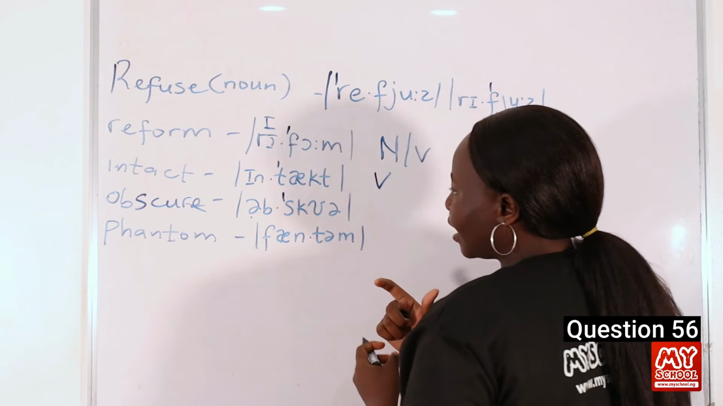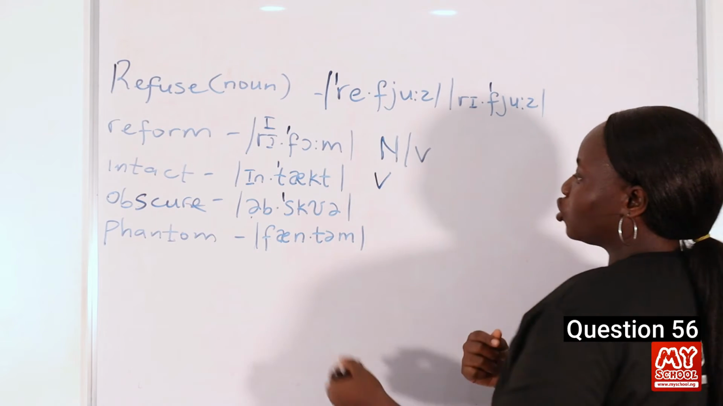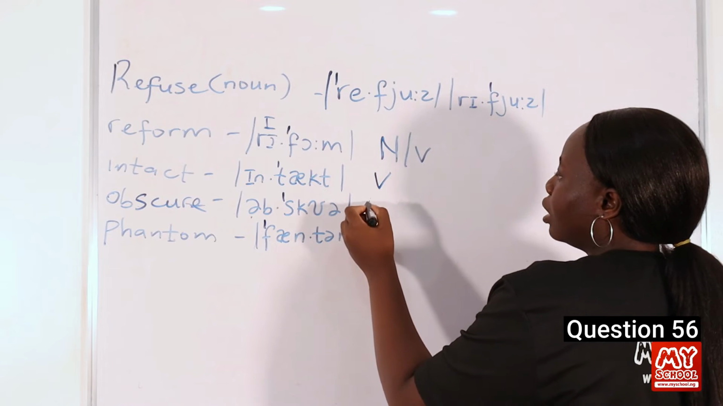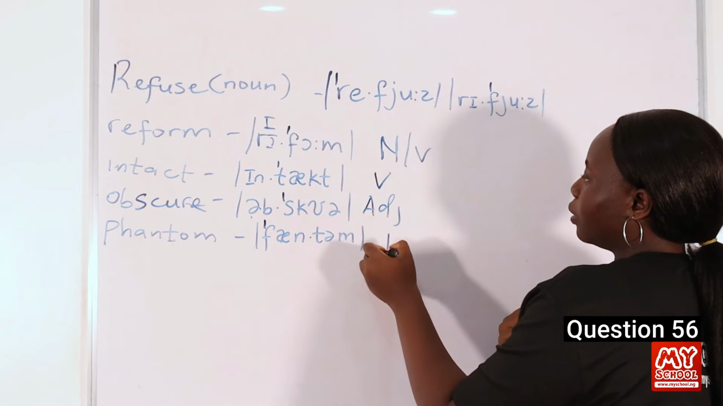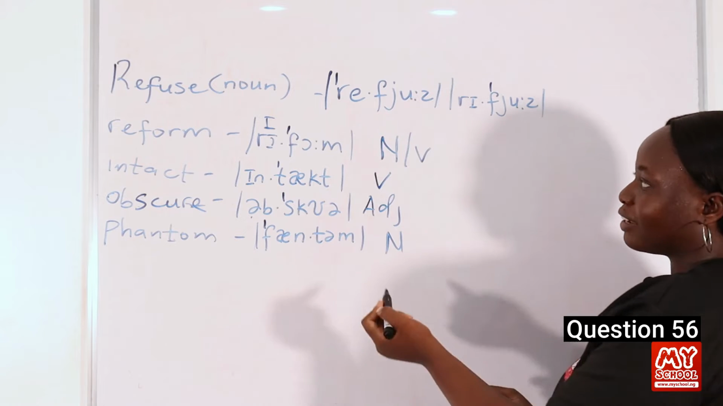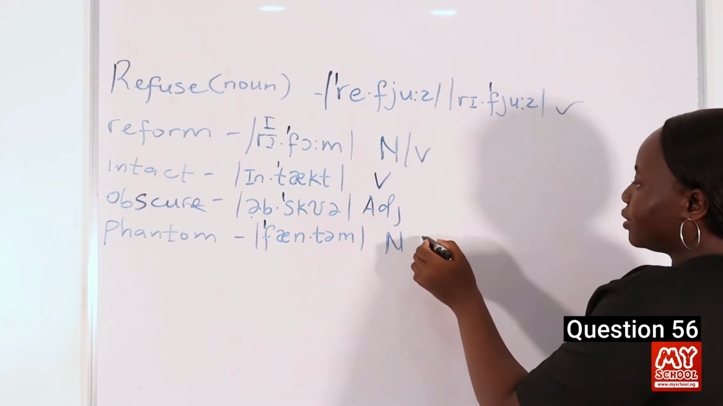Then for the last one, phantom. Phantom is a noun. The stress is on the first syllable and not on the second. We have an adjective here, and then we have a noun. So from the stress pattern, we can see that both refuse and phantom have the same stress pattern.